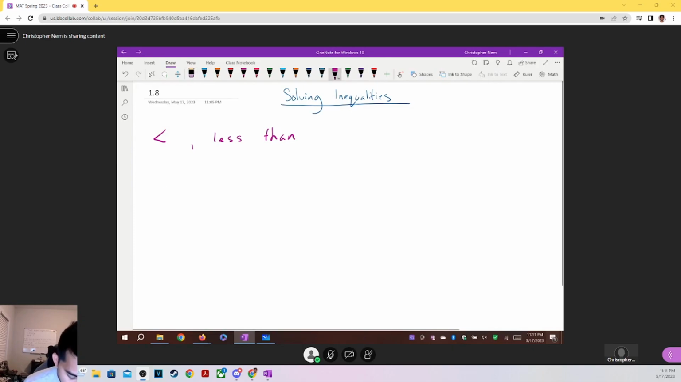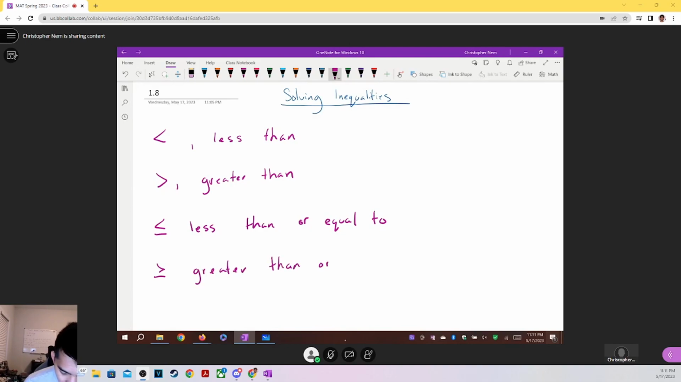After less than, we have greater than. And the reason why is because we read from left to right. And the next one is called less than or equal to, greater than or equal to. All right, so we have these four little relationships. Of course, we have equal to. I could write that down too.